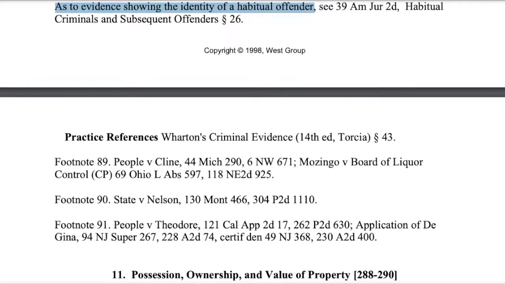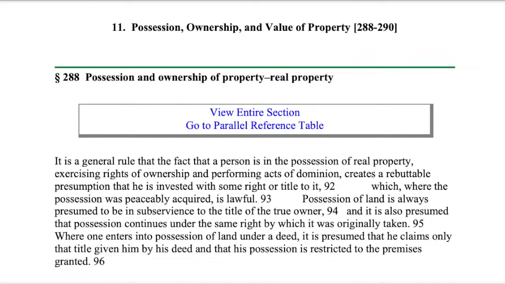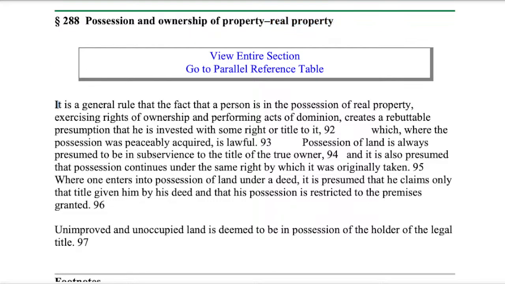Okay, well, we're going to digress a bit from here into the criminal section, but let's get to chapter 11 here. This is a good one: possession, ownership, and value of property. Starting with section 288, the possession and ownership of property, real property. It is a general rule that the fact that a person is in the possession of real property, exercising rights of ownership, and performing acts of dominion, creates a rebuttable presumption that he is invested with some right or title to it, which, where the possession was peaceably acquired, is lawful.